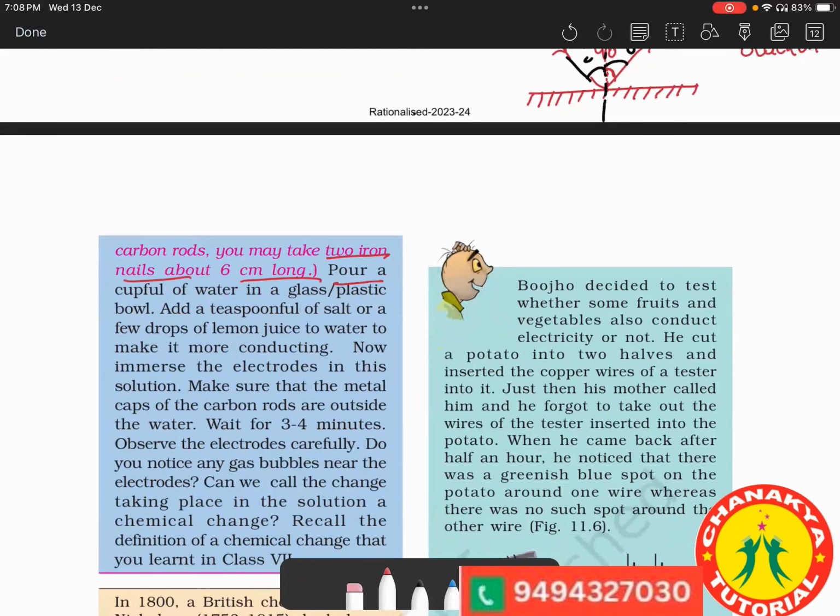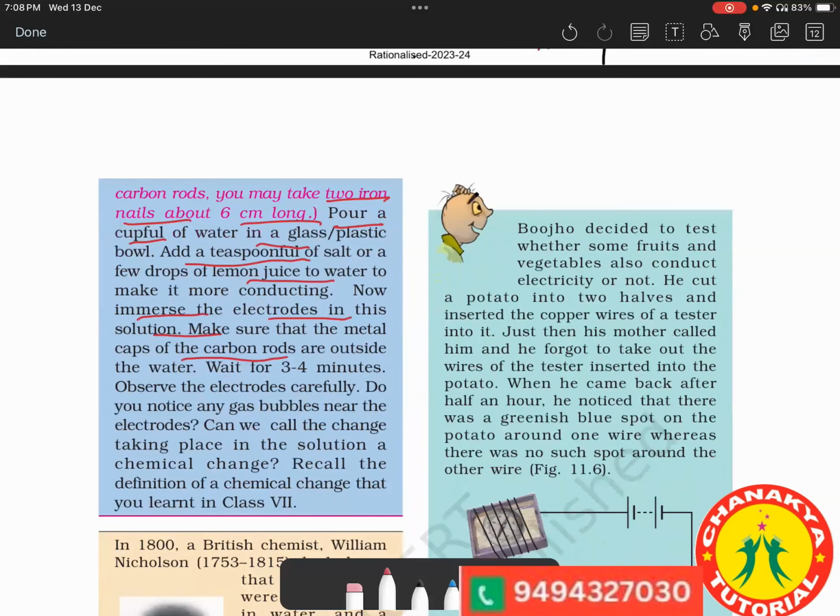Pour a cup full of water in a glass or plastic bowl. Add a teaspoon of salt or a few drops of lemon juice to make it more conducting. Now immerse the electrodes in this solution. Make sure that the metal caps of the carbon rods are outside the water. Wait for 3-4 minutes. Observe the electrodes carefully. Do you notice any gas bubbles near the electrode?